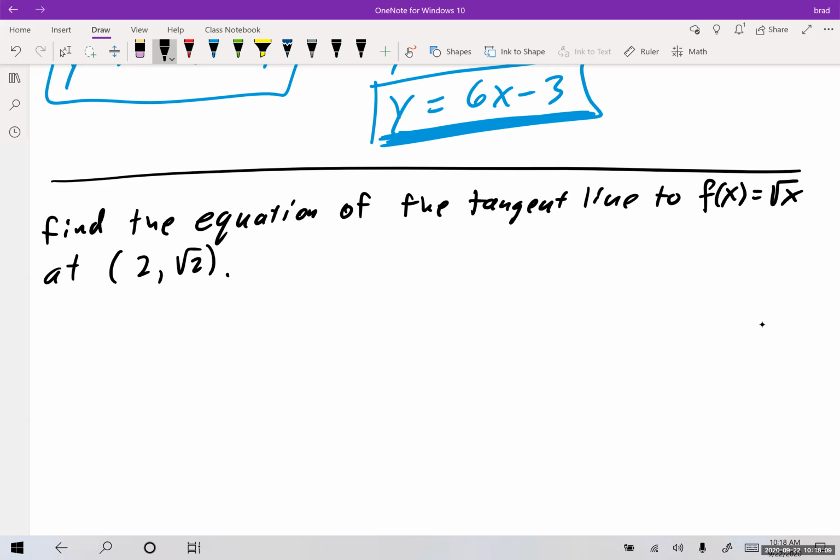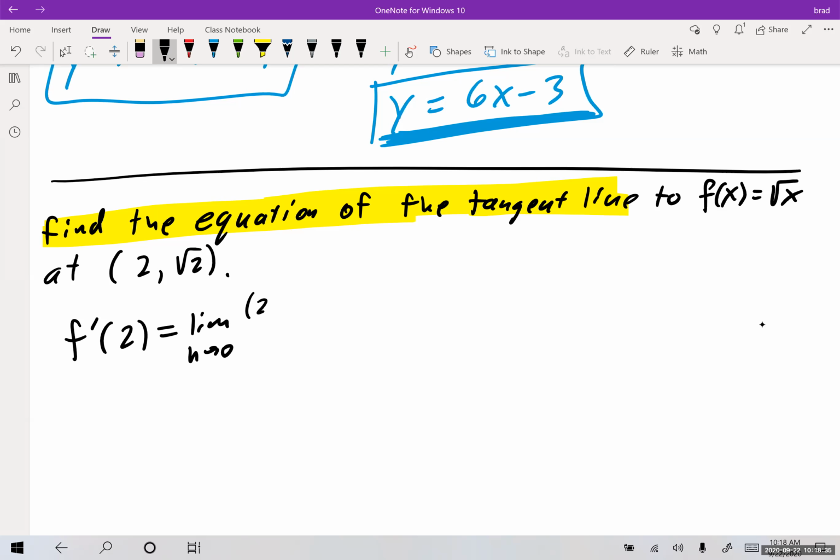So the first thing they did is they tried to trick us by saying, find the equation of the tangent line. But that's kind of math code for first you have to find the derivative to find the slope, and then you find the equation. So the first thing we're going to do is find f prime of 2. So we're going to do the limit as h approaches 0 of the square root of 2 plus h minus f of a, which would be the square root of 2, all divided by h.